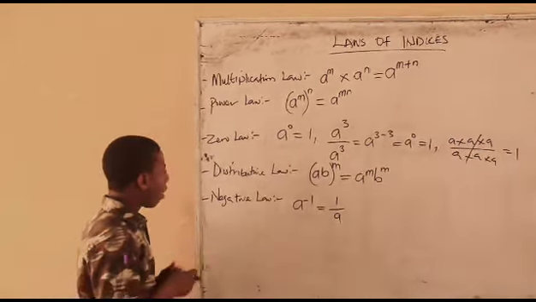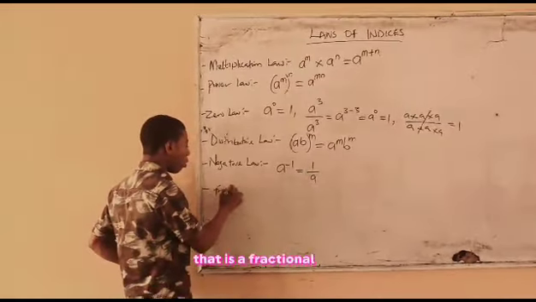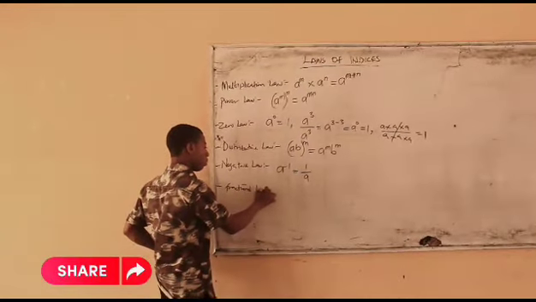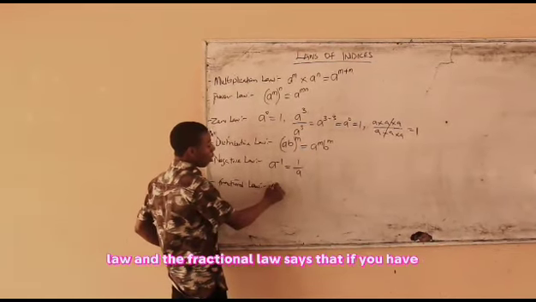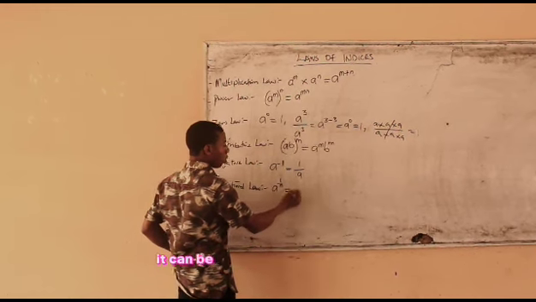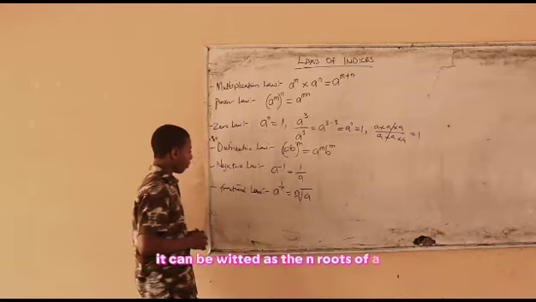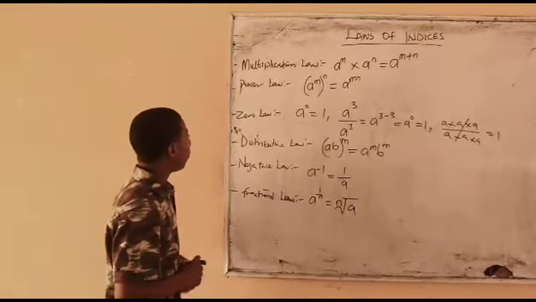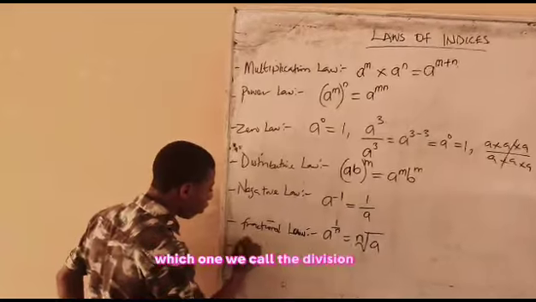We can also add another law, the fractional index law. That is the fractional law. The fractional law says that if you have a raised to the power 1 over n, it can be equated as the nth root of a. So these are the few laws of, okay, we still have another one which we call the division law.